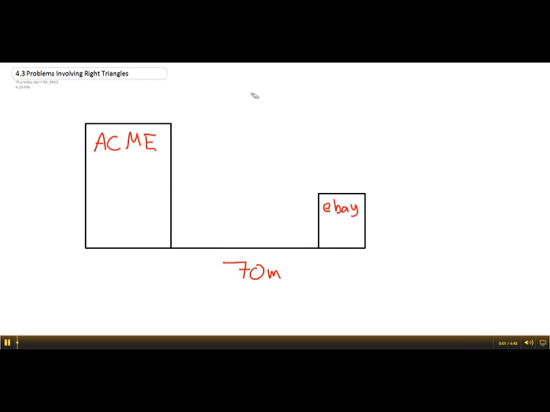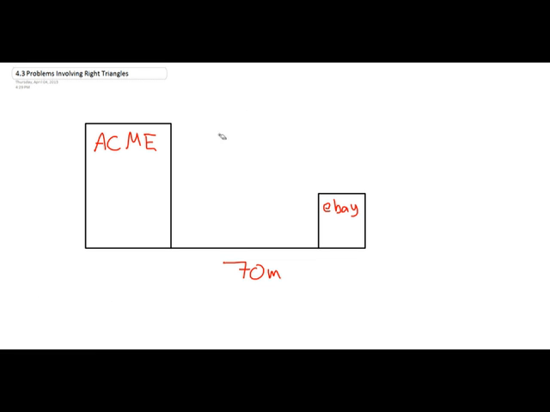Hi students, and we're going to take a look at further problems involving right triangles. So here's a problem for us. I've got two buildings, the corporate headquarters of Acme and the corporate headquarters of eBay. I want to know what the height of the two buildings are, but the only measurement I've taken is that I know the buildings are 70 meters apart. So it's possible using trigonometry to find out the height of these two buildings.